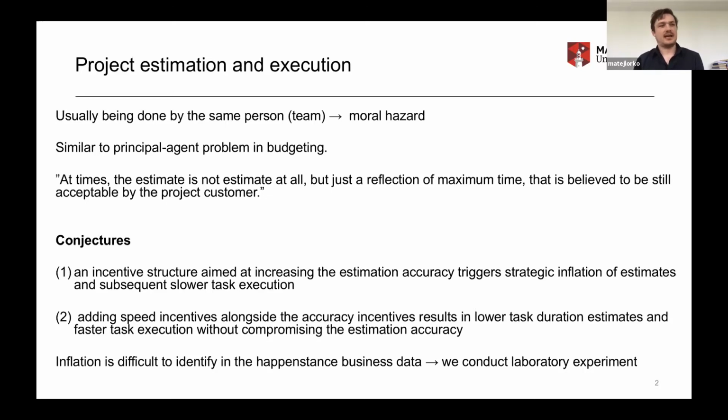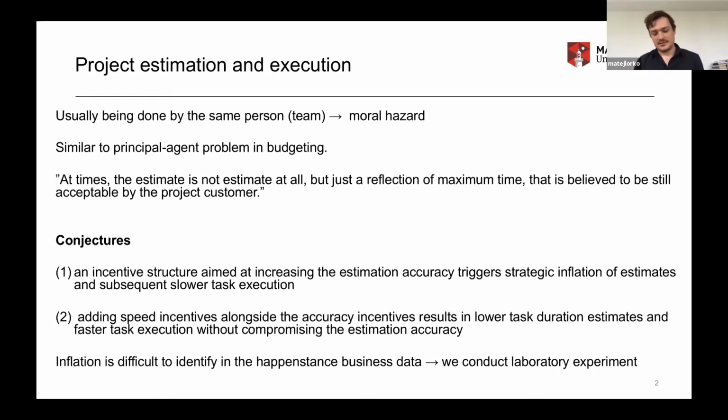And how to deal with it? Well, as I said earlier, it all comes down to incentives. If estimation accuracy incentives, right, getting your project done on time, trigger this inflation, then how can we deflate this? Our conjecture was that maybe we can deflate it by adding speed incentives, right? So not only accuracy, but also speed. The faster you are, the more money you will get from this project.